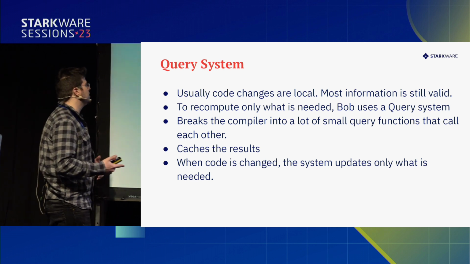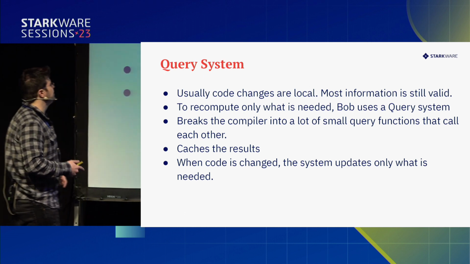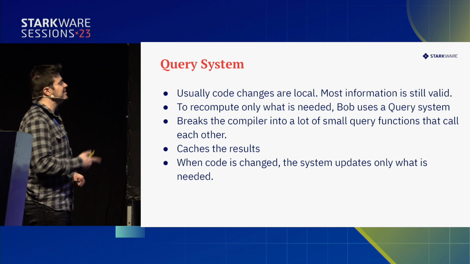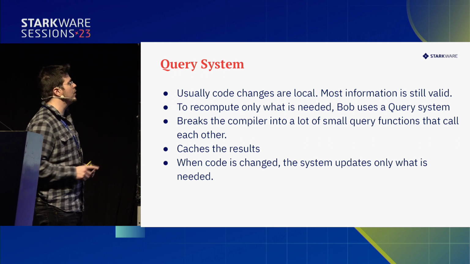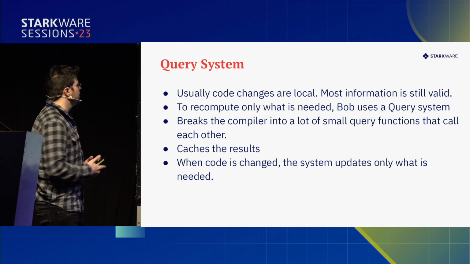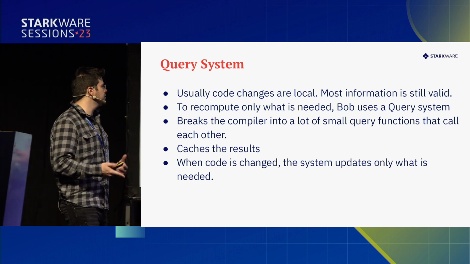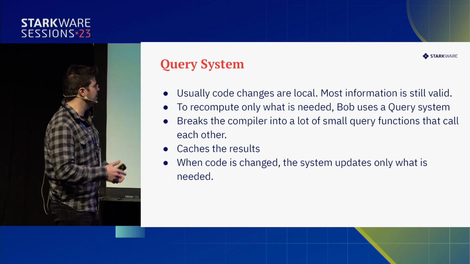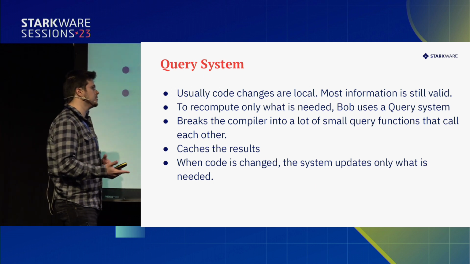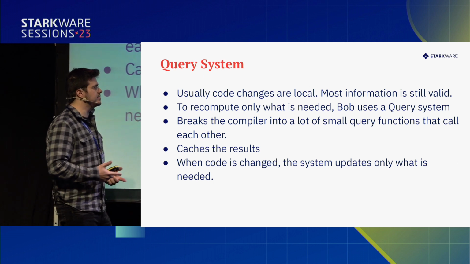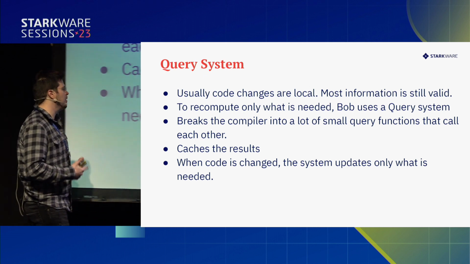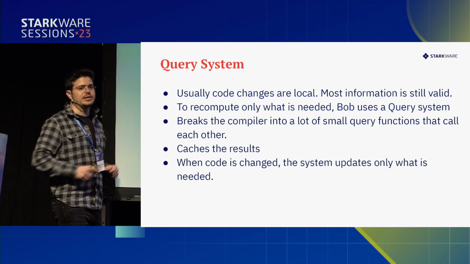Basically, Bob takes his compiler and breaks it into a lot of small query functions that call each other. We cache these results, and when we have any change, the query system is responsible for updating exactly what we need.